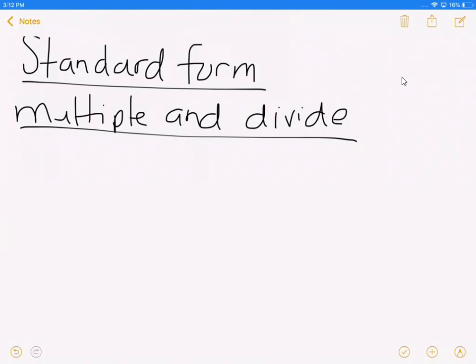We are going to carry on with standard form, and today we want to do multiplication and division. I'm going to do an example of each. Last time we did addition and subtraction, and we said for addition and subtraction, you need to change from standard form to ordinary numbers first. Then you do your addition or subtraction, then you take it back to standard form. But in the case of division and multiplication, there's no need for you to take it back to ordinary numbers, but we are going to use the laws of exponents.